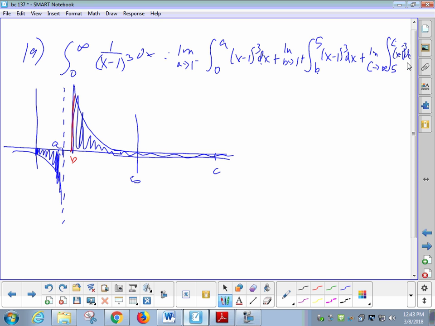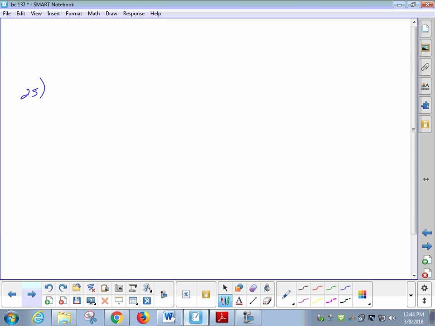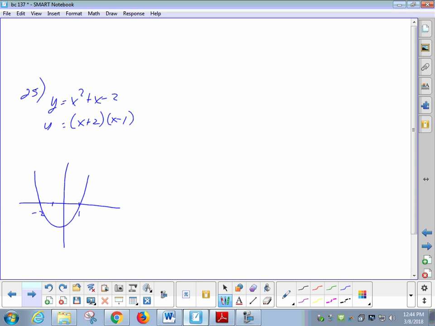Oh, well. Oh, mine is 25. Here we do. X equals 4. So, 5, y equals x squared plus x minus 2, which is x plus 2. It's revolved around x equals 4.